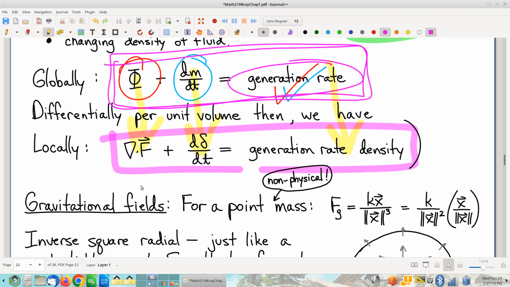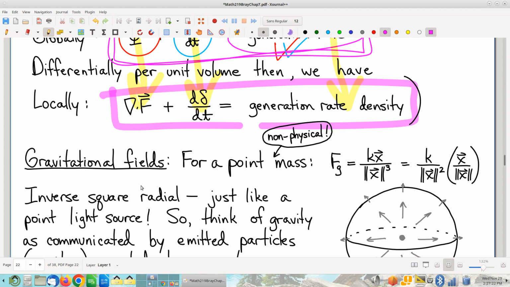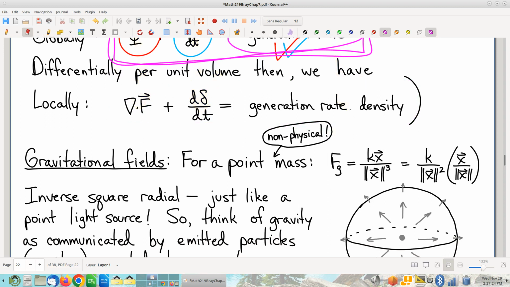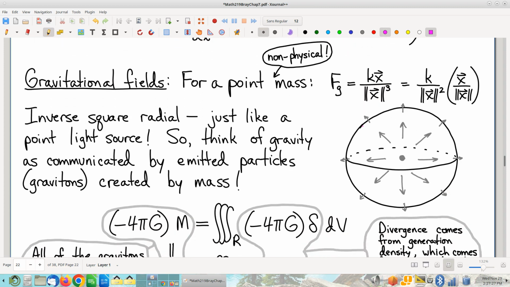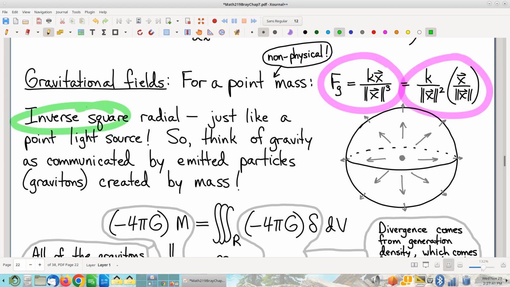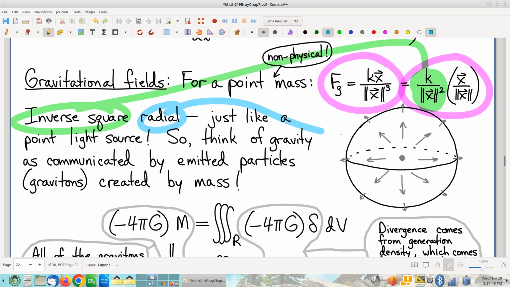Let's see here. We only have a couple minutes left. Let me get to gravitational fields a little bit. Gravitational fields we've already talked about. This is the formula for a gravitational field from a point mass. You may recall I rewrote it like this because this helped me justify calling this inverse square radial. Right, this magnitude factor there is inverse square, and this unit vector over here points radially outward. So that's the term inverse square radial. Flashback to chapter 3. I hope everybody remembers that.